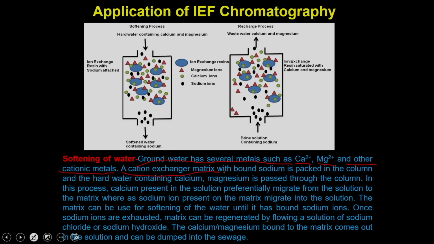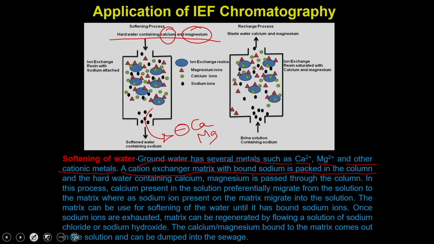A cation exchange matrix with bound sodium is packed in the column. So, you take a column with cation exchange chromatography matrix bound to sodium. Now, you flow the hard water containing calcium and magnesium, and once you flow it, the calcium as well as the magnesium is going to displace the sodium from the matrix. As a result, the water that comes out is devoid of calcium as well as magnesium.